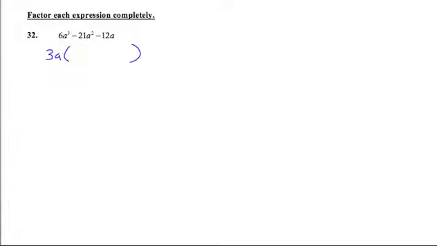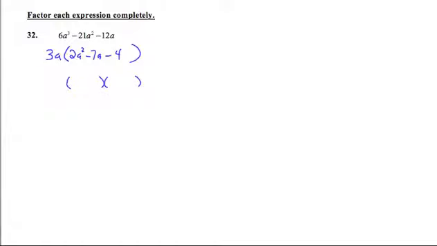So let's see, I factor a 3a out of that first term, I would have 2a squared left. 3a out of the second term, I'd have negative 7a. And then finally 3a out of the last term would leave me with minus 4. Now notice inside the parentheses I have my traditional trinomial, something squared, a to the first power and then no number. So I'm going to try to factor this into two binomials.